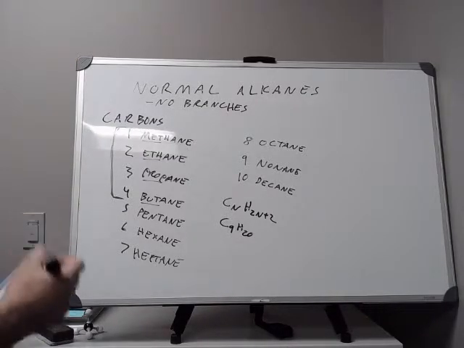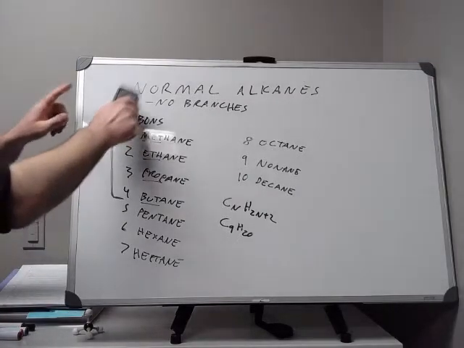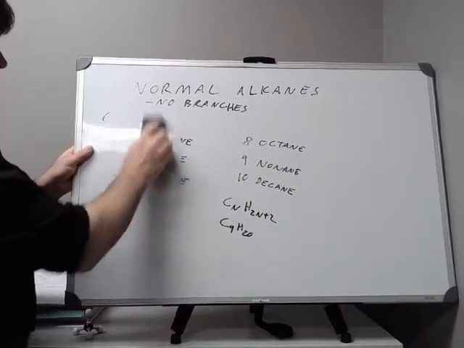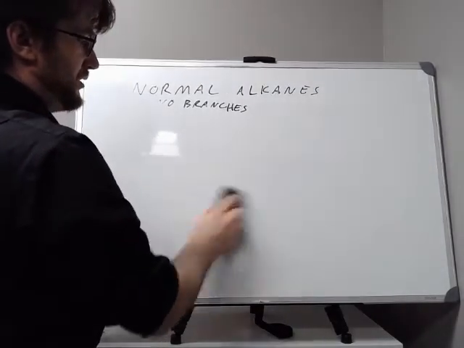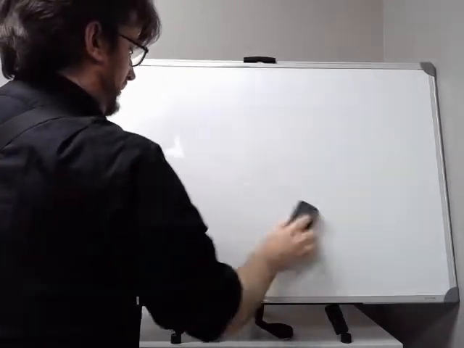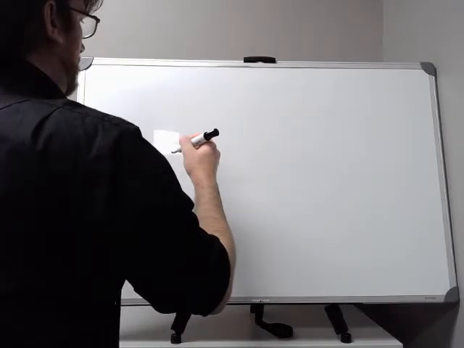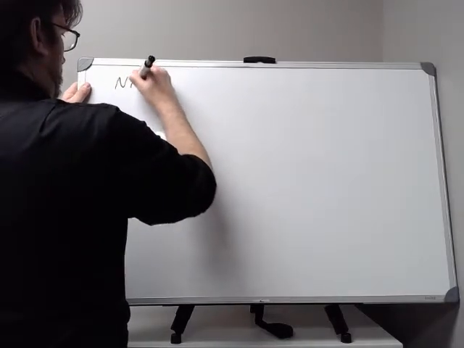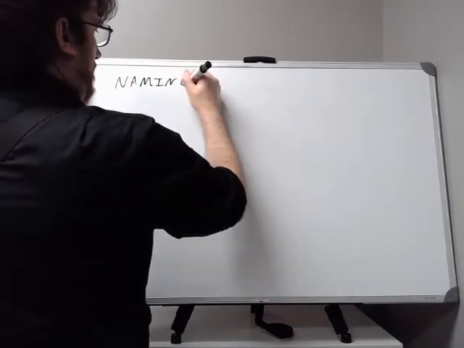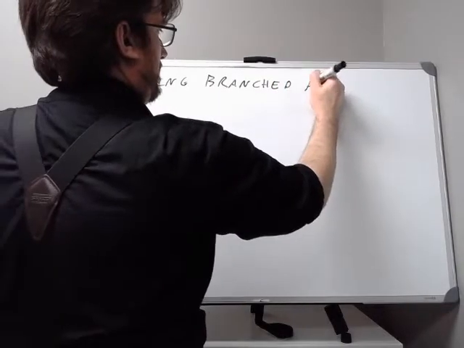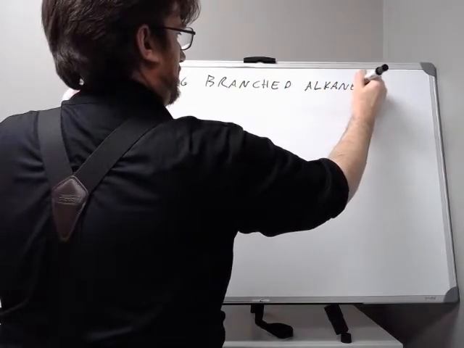But of course, not all alkanes will be normal alkanes. There will be many times when we're given a branched alkane, and when we have branches, the rules for naming those molecules become a little more complex. So, naming branched alkanes.